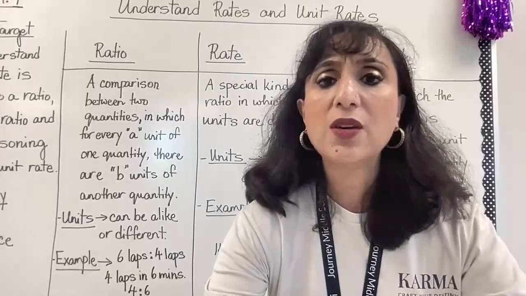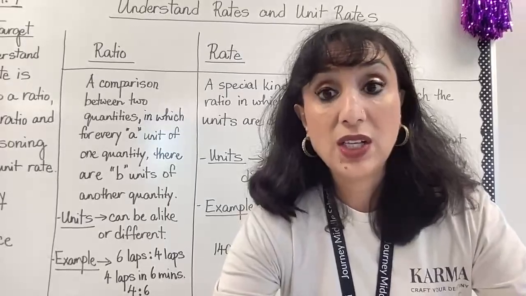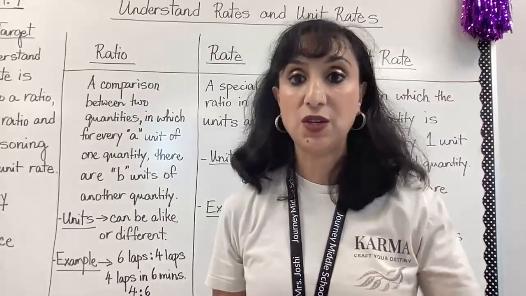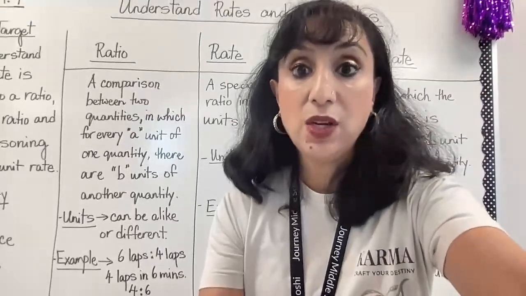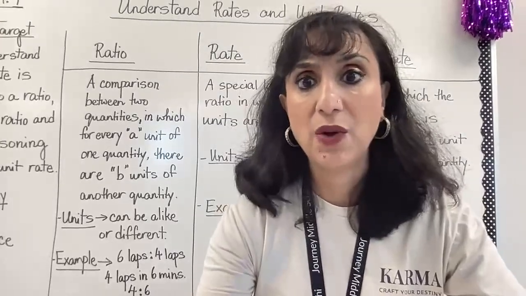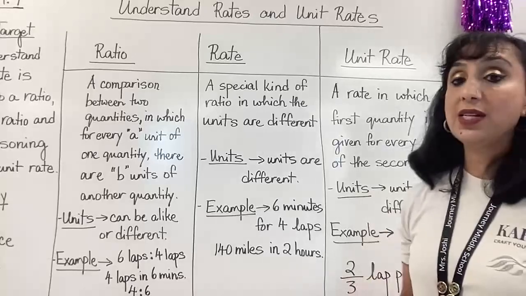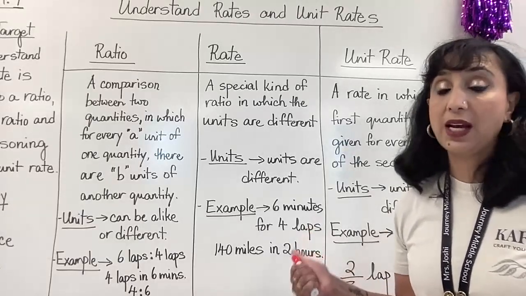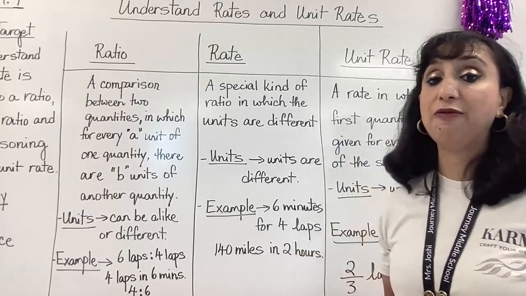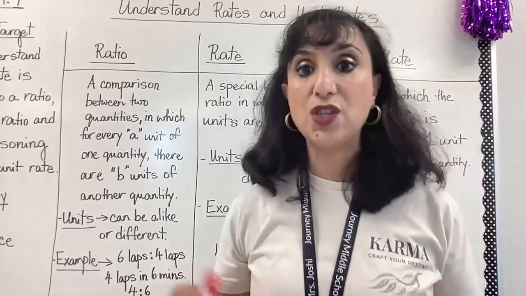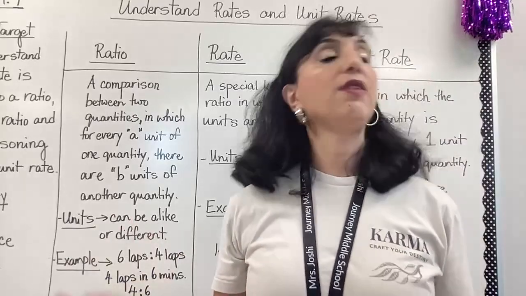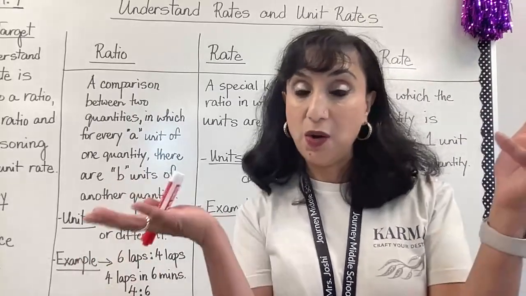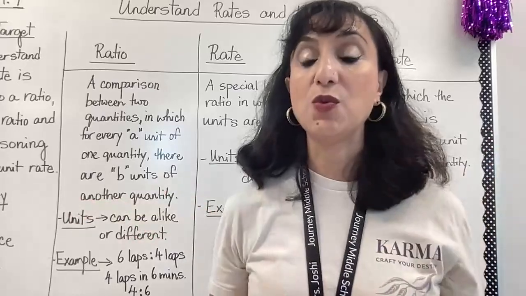So what is a rate? A rate is a special kind of ratio, all right, in which the units are different. So units are not the same anymore. Units are different, and that's what makes it a rate, okay? So for example, 6 minutes for 4 laps, and I put another example. For example, we have 140 miles in 2 hours. Okay, so 140 miles in 2 hours.